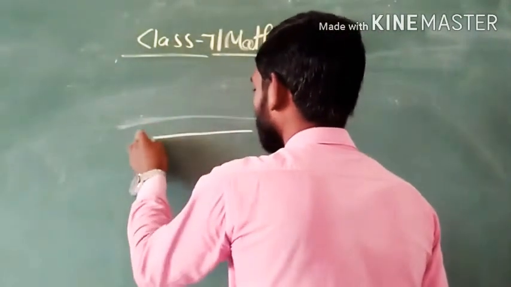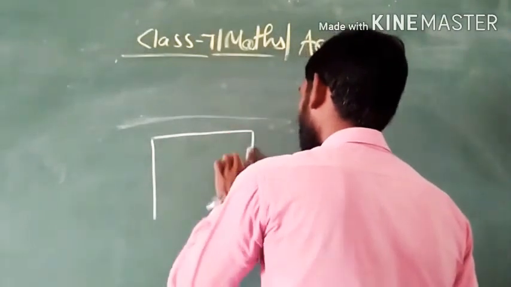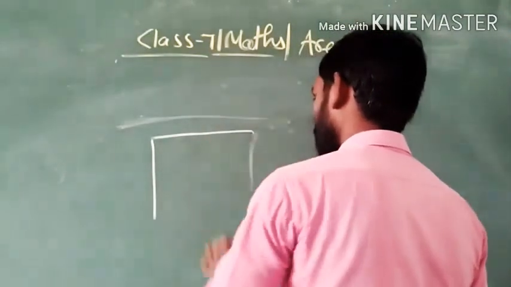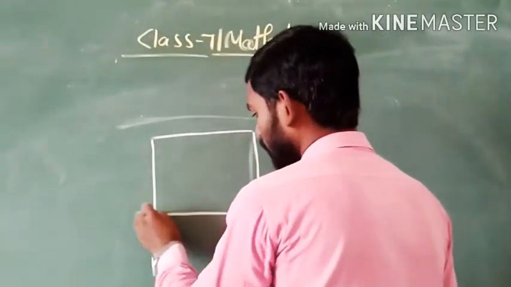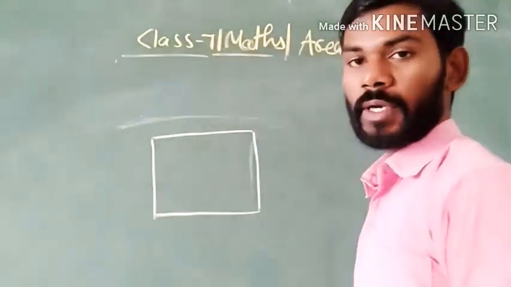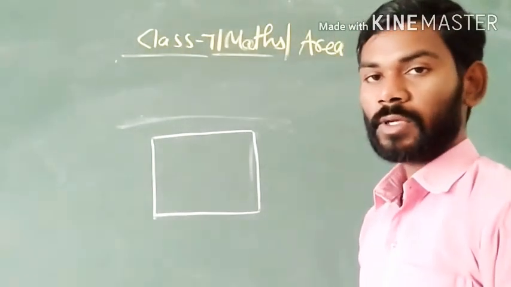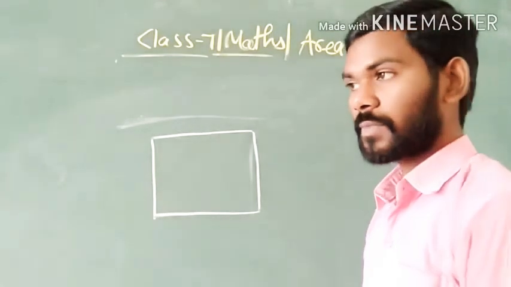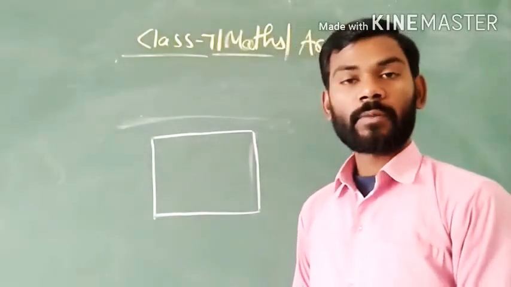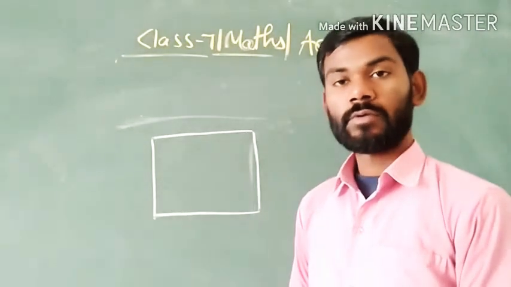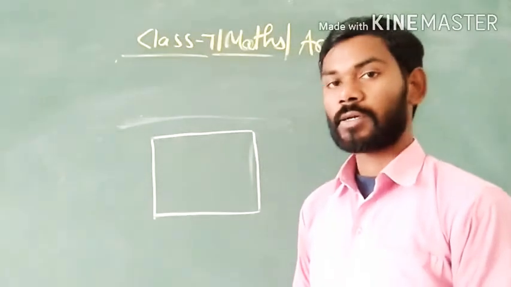this is a small piece of land and we want to find out its area. Then here we have no idea about the formula. Therefore, we cannot find its area.